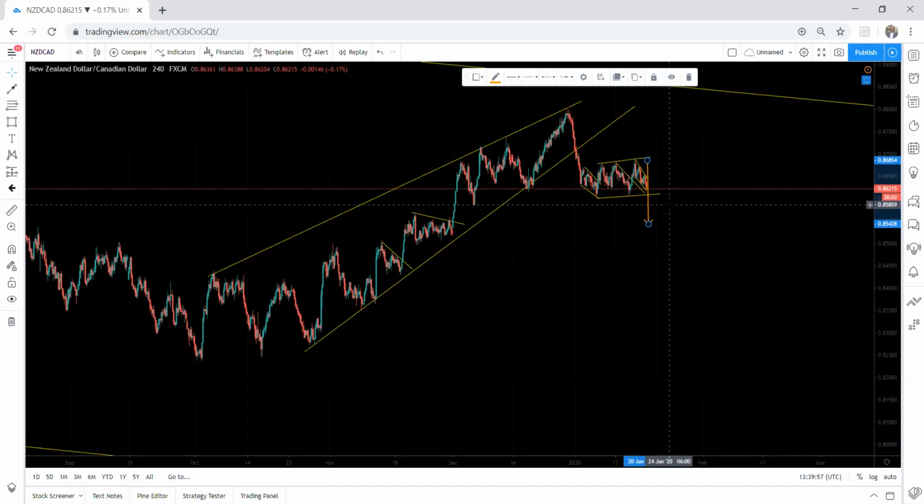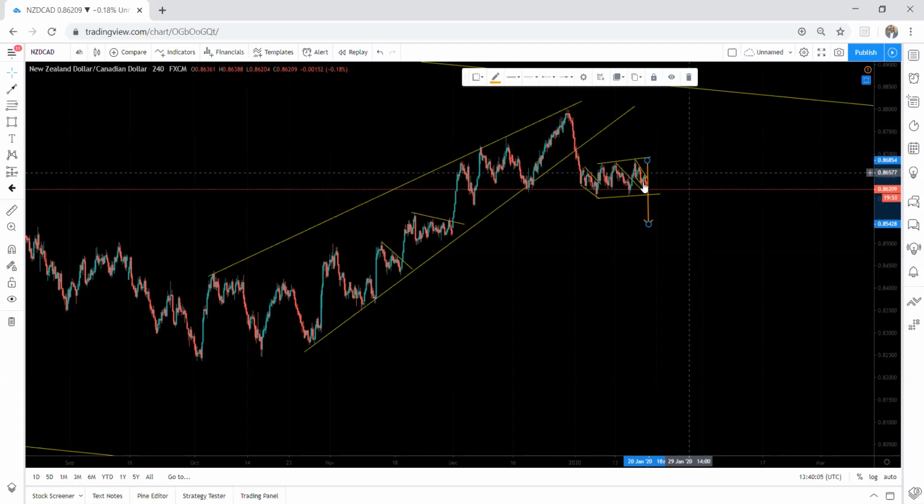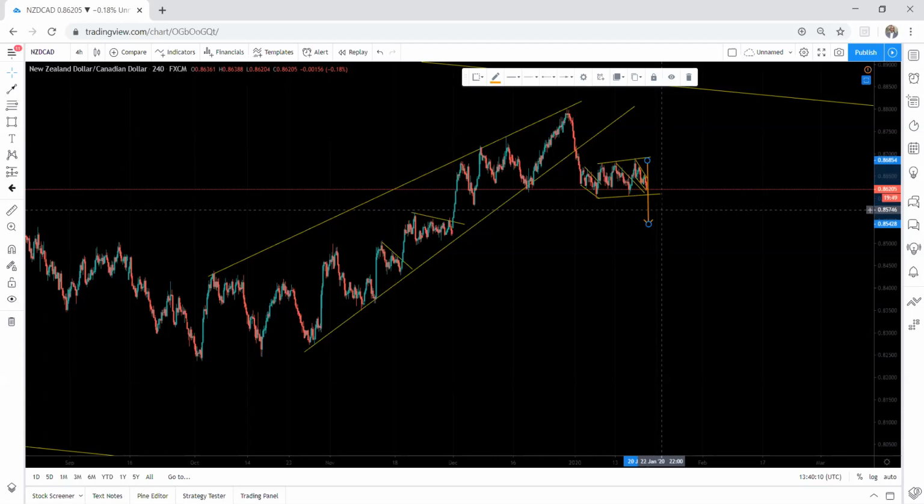0.8590 is my set stop for NZD card. I'm risking no more than 20 pips, because once it breaks to the downside, it's not certain that it will go back to the consolidation zone.